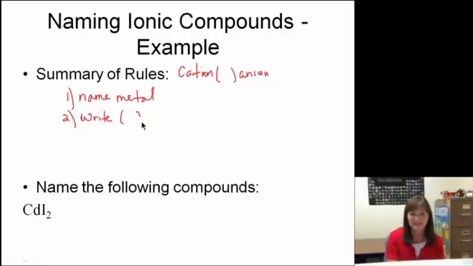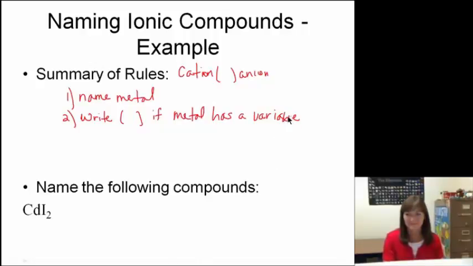Write parentheses if the metal has a variable charge. Okay, so when I'm doing this, I name the metal and then I just put an empty set of parentheses in there if you need a Roman numeral, because I usually keep that as my last step, trying to figure out what the Roman numeral is. So step 3 then is name the non-metal.